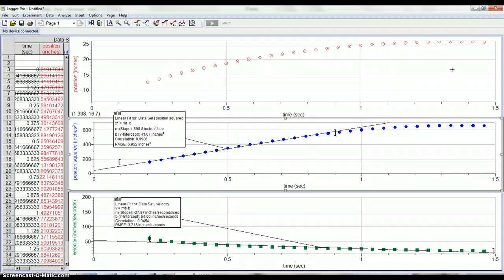So we got this second graph, which is basically position squared. We graphed position squared versus time so that we would make it a line.